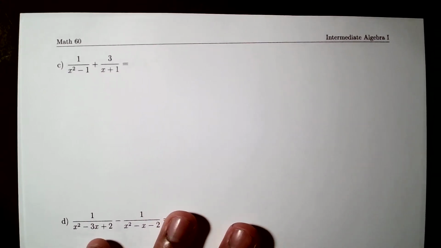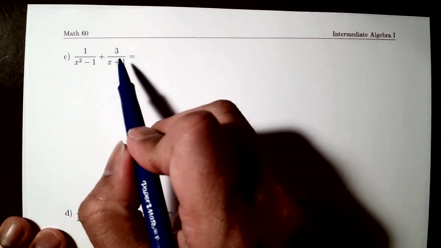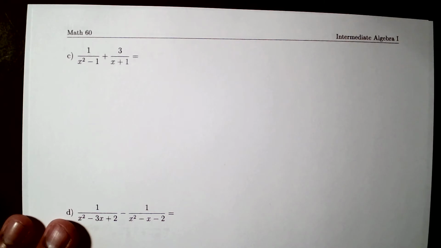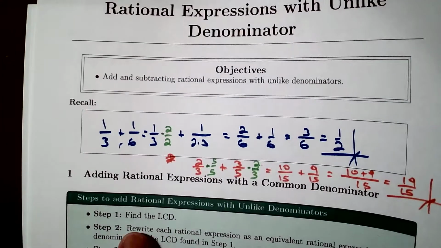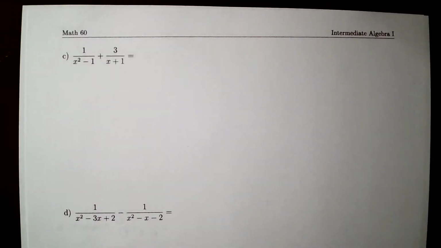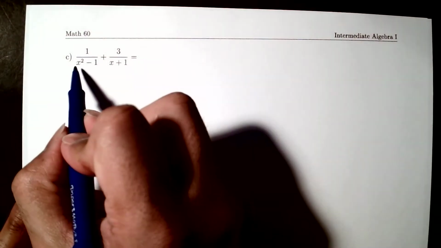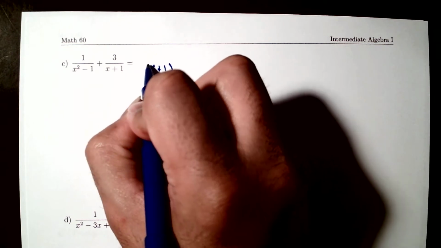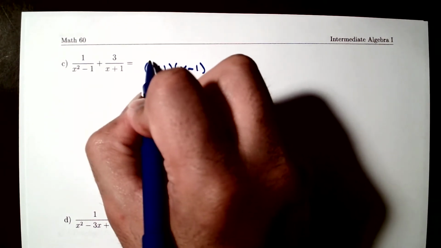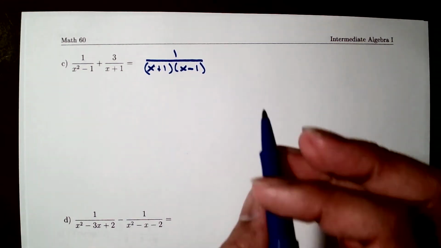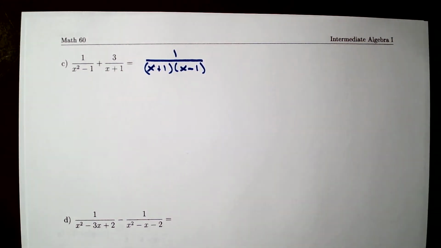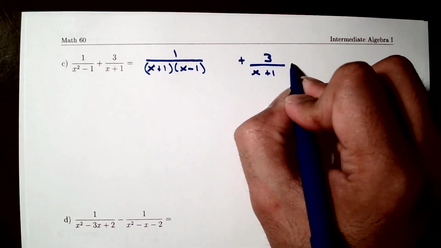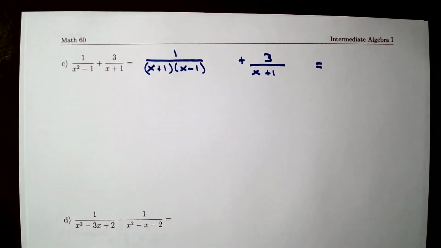All right, we have 1 over x squared minus 1 plus 3 over x plus 1. So in this case, this is our first example in which we are going to find the LCD, in this case by factoring the denominator. So notice we have x squared minus 1, which factors as x plus 1 times x minus 1. 1 over that. However, I'm going to leave some space here for missing factors, if any, and then 3 over x plus 1, and some space for missing factors, if any.